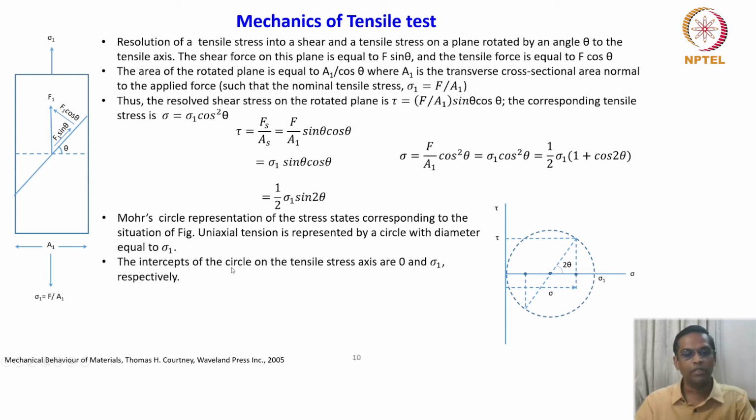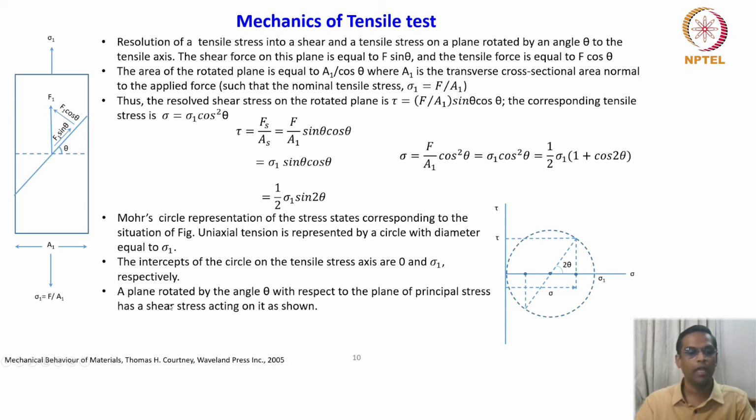The intercepts of the circle on the tensile stress axis are 0 and sigma 1. So this is 0 and sigma 1, the two intercepts of the circle. A plane rotated by the angle theta with respect to the plane of the principal stress has a shear stress acting on it as shown. So here this is theta, and in the Mohr circle we plot it as 2 theta. So 2 theta, wherever it intersects, gives the corresponding tensile stress and shear stress.